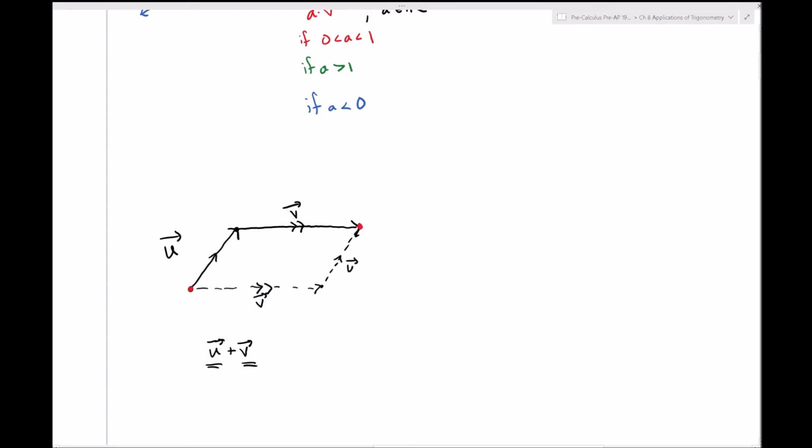So the initial point of U is the initial point of U plus V. The terminal point of V, after we've aligned them that way, is going to be the terminal point of U plus V. So the resulting added vector, or the result of adding these two vectors together, is that one in red. That one in red is U plus V. And that's how we add two vectors.